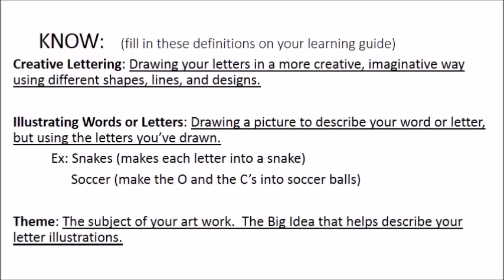Illustrating words or letters. This is drawing a picture to describe your word or letter, but using the letters you've already drawn. This could be block letters or bubble letters or simple line letters. An example would be the word snakes. You would then take each letter of the word snakes and turn the actual letter into the image or picture of a snake. So you'd be illustrating the word. Soccer. You could change the O and the C's into soccer balls, and that would help illustrate that word.